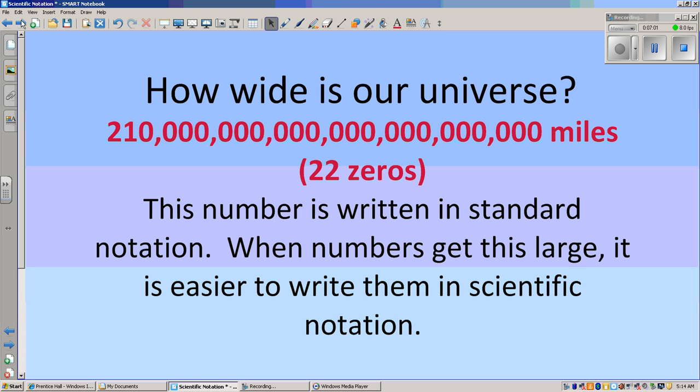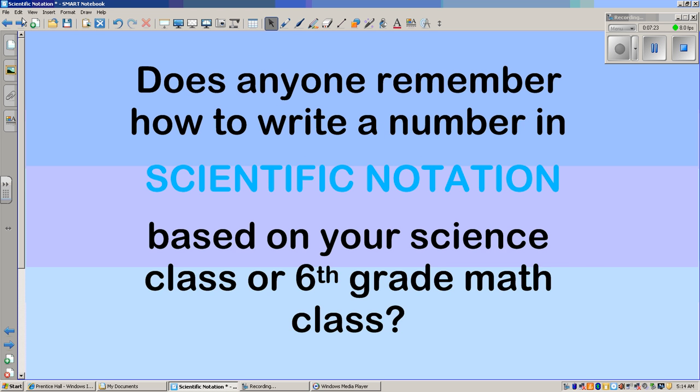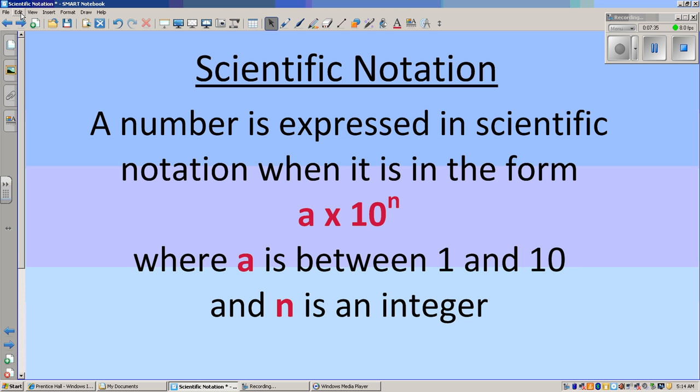Okay, so moving on. How wide is our universe? Well, it's this many miles. This number is written in standard notation. When numbers get this large, it's easier to write them in what's called scientific notation. Does anyone remember scientific notation, perhaps from science class or from 6th grade math? I hope so. But we'll talk about what scientific notation is.